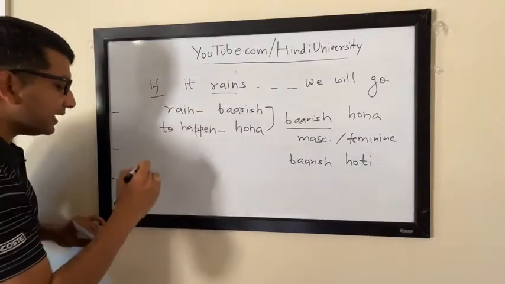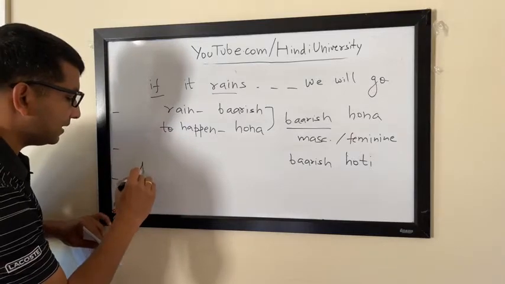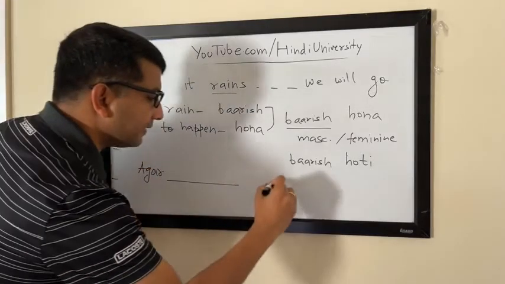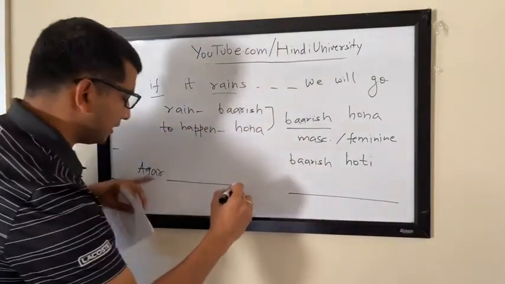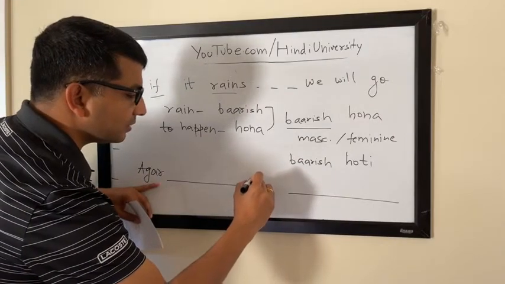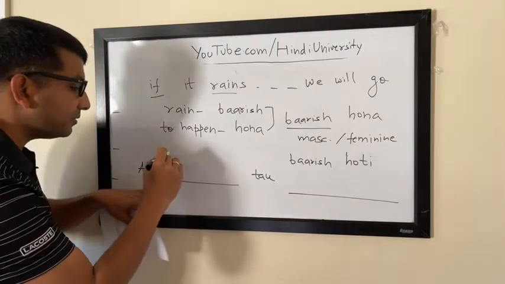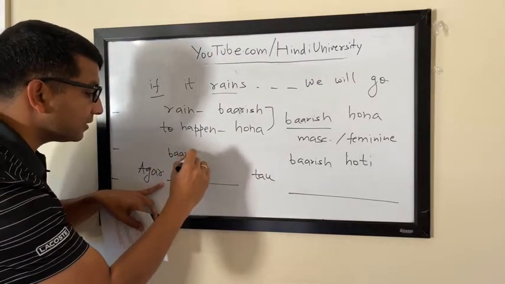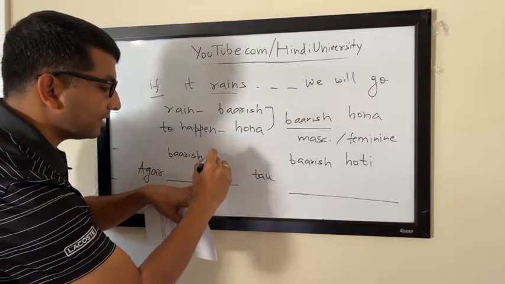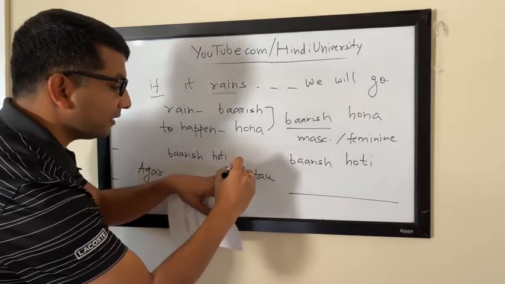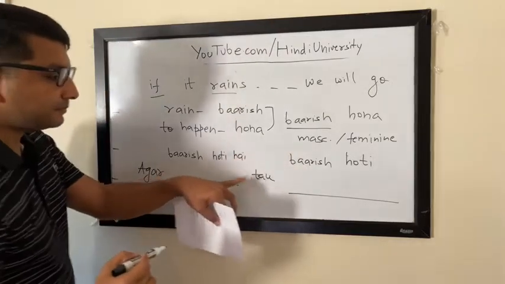Okay, so how will you say if and then? Agar barish hoti. Okay, agar. And then what is the parallel word to that? To. Very good. Agar barish hoti, finish it up. To. Agar barish hoti hai, very good. To.